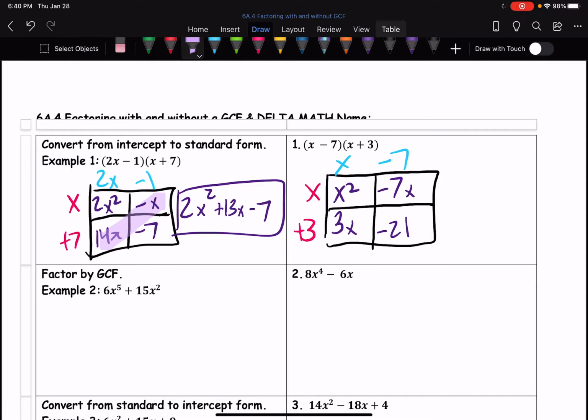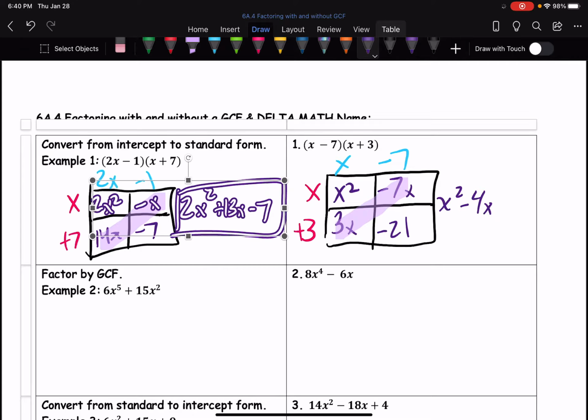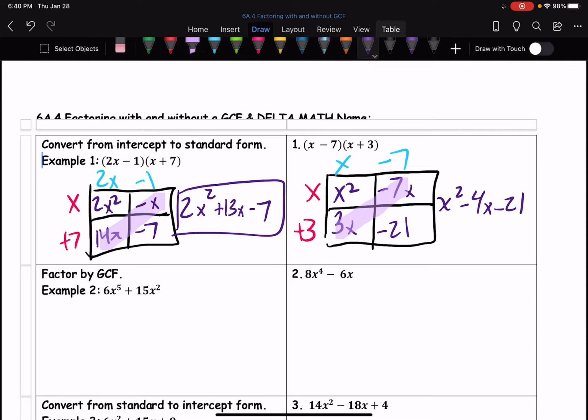And we're going to combine like terms diagonally. So if I simplify this, my simplified standard form will be x squared. Negative 7x plus 3x is going to give us negative 4x minus 21. And that's our simplified standard form.